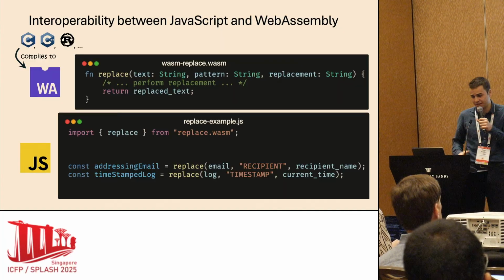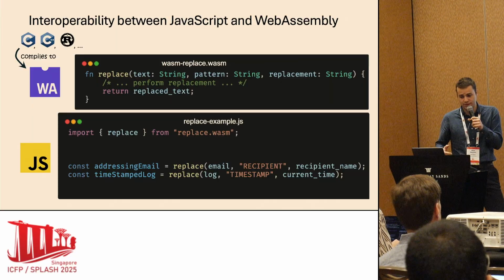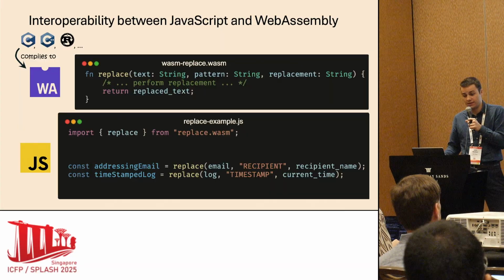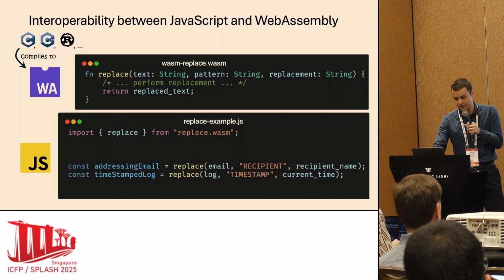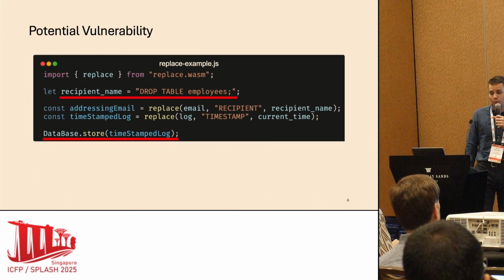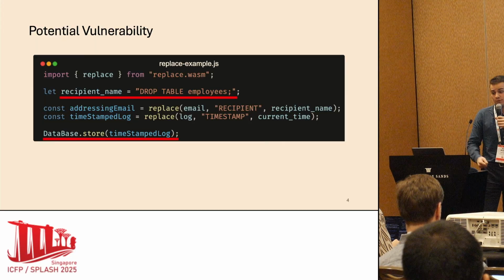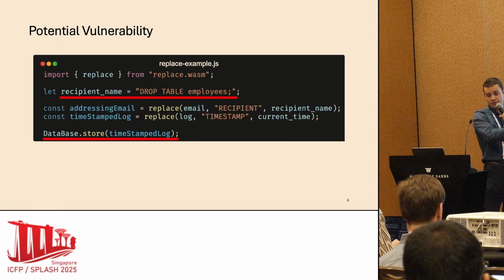But let's imagine that that replace function is a little buggy. Sometimes it might reuse arguments from the previous call in the next call. So it could be that the recipient's name might end up in the log statement. And that recipient's name might be in control of some user who is a little hacky and tries to inject an SQL statement to essentially drop the table employees. And eventually that log statement might end up in some database and you lost all your data.